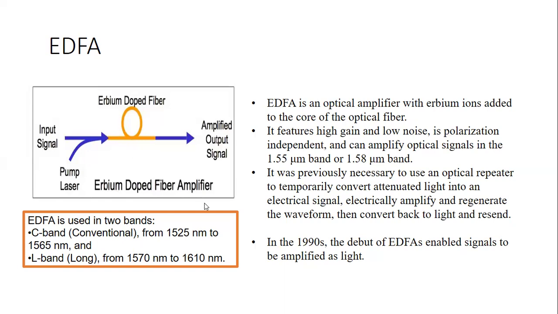So what are the different bands where we are using this particular optical amplifier? Basically we are using this EDFA in two bands, C band and L band. C band is the conventional band, and its range is from 1525 nanometer to 1565 nanometer, and in L band we are using 1570 nanometer to 1610 nanometer wavelength range. So these are the two bands where EDFA is used.